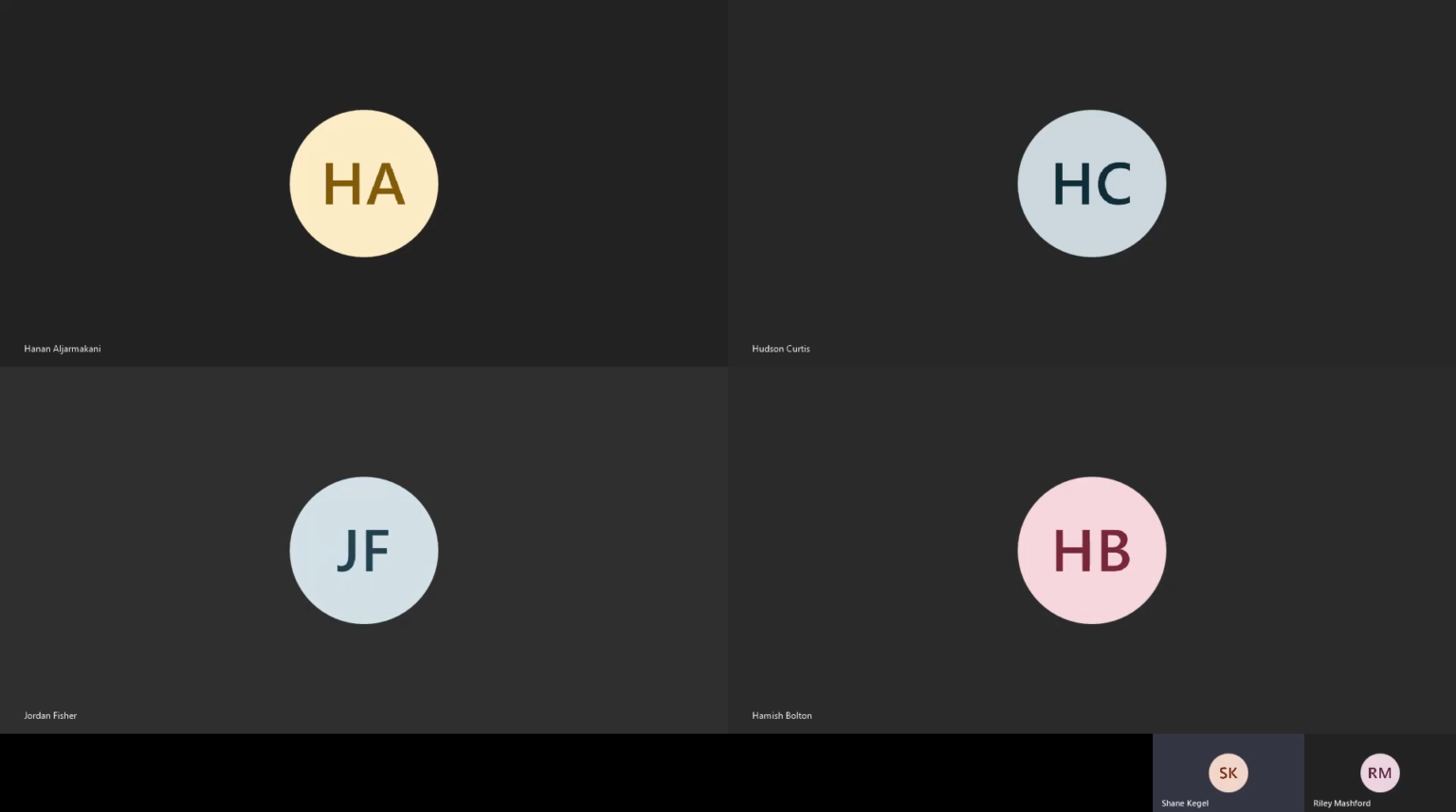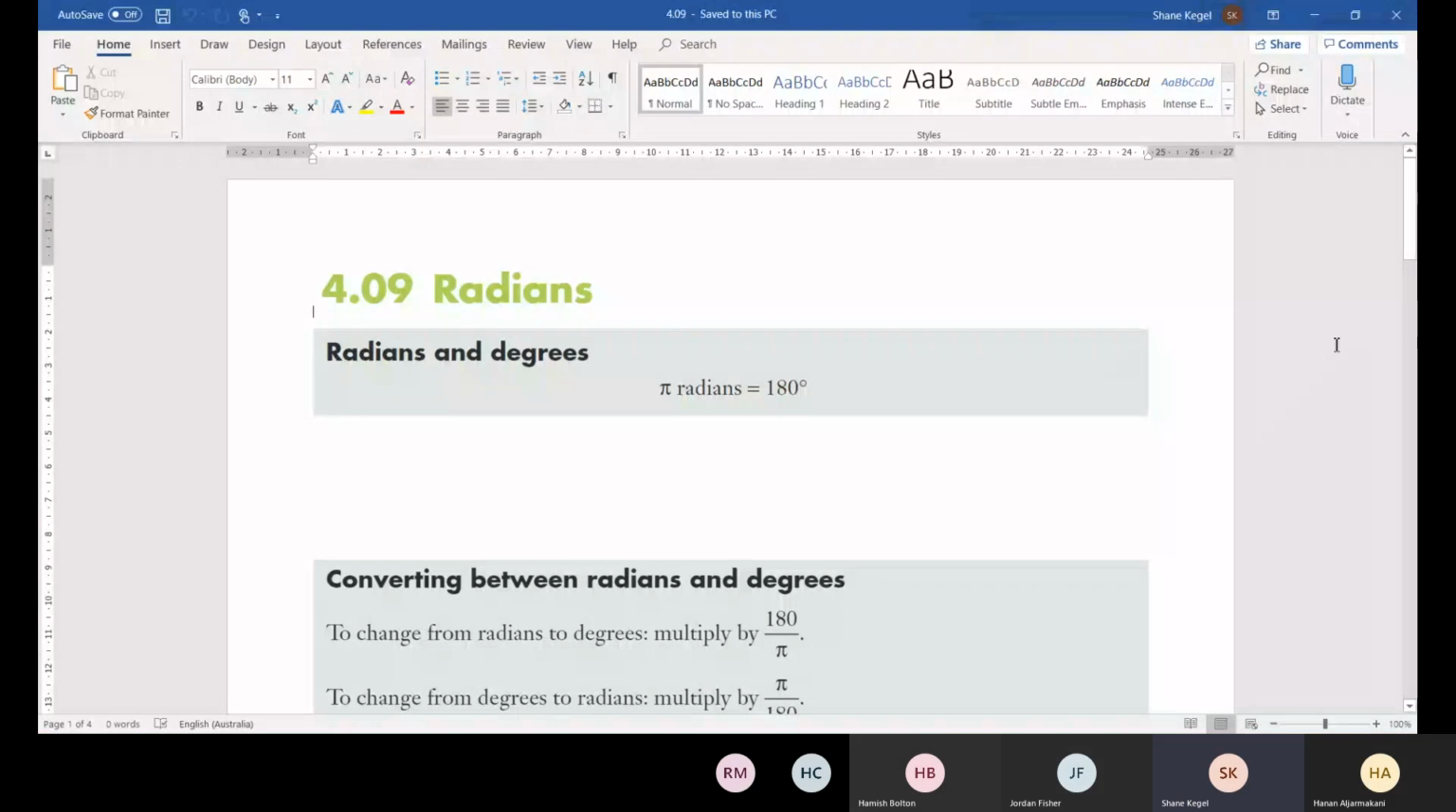Looking at 409 today. So we're looking at radians, or introducing you to the concept of radians. Now, up until this point, you guys have always been working in degrees. So obviously, we know a fair bit about degrees. We know that 360 degrees is a circle. We know that a triangle is made up of 180 degrees, a few different properties.